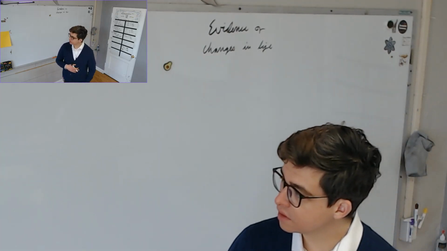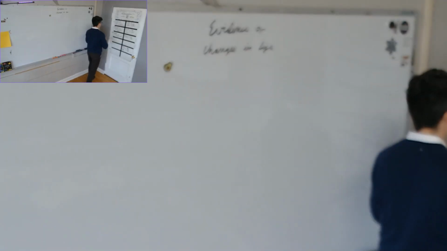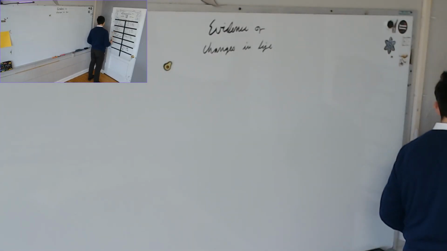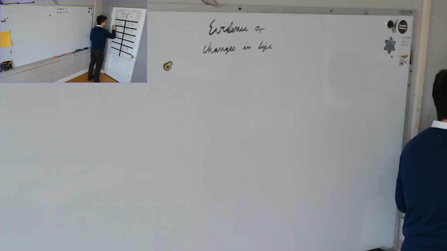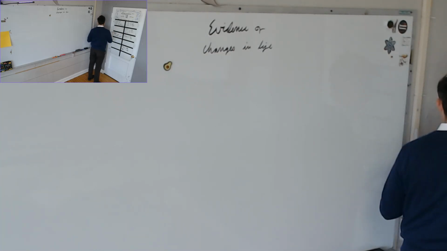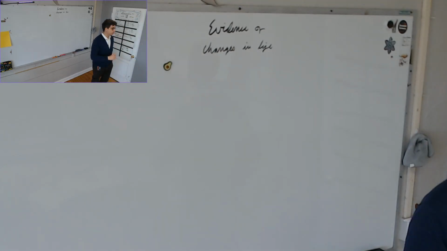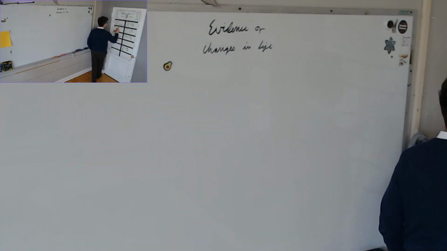The objective: model changes in life throughout Earth's history. The last objective was use fossil evidence to describe Earth's history. Now we are going to use probably that same evidence, but evidence in general, to model changes in life throughout Earth's history.